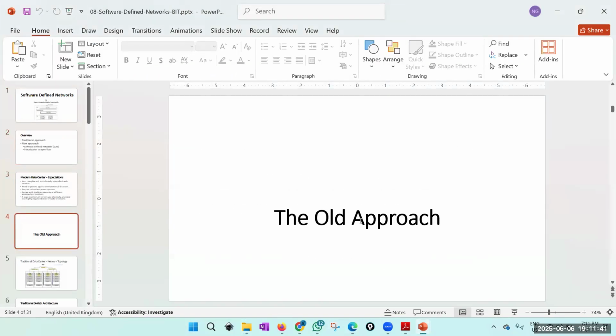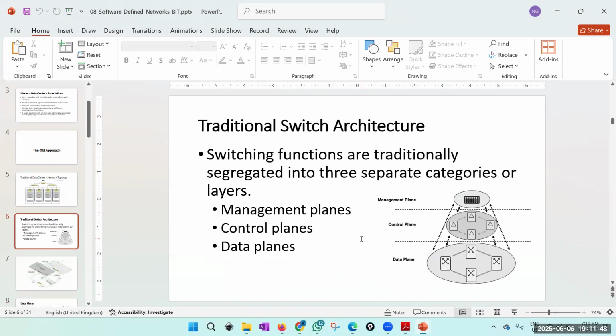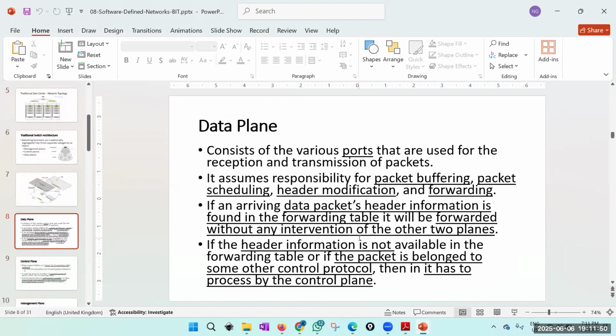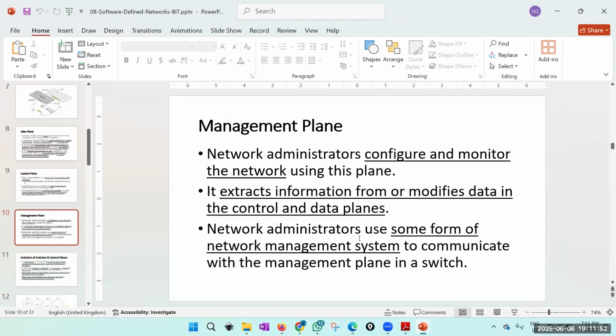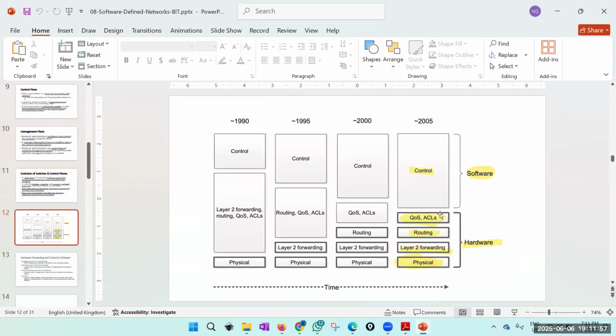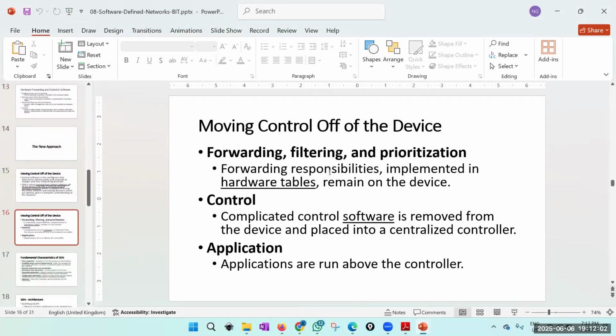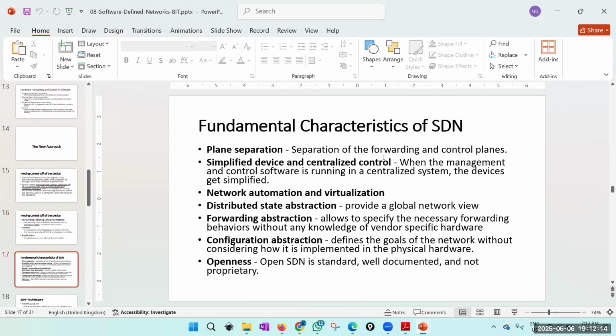So remember the lower level we have hardware, but more programmatic things are done by the upper layers. So this is traditional. Traditionally we had the data plane, control plane, and management plane. But in the new approach, we get the control from the hardware to the software, because though the software layer performs a little less, it's more flexible.